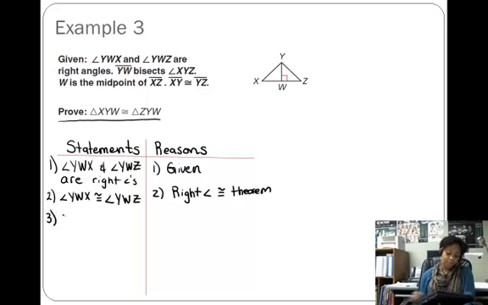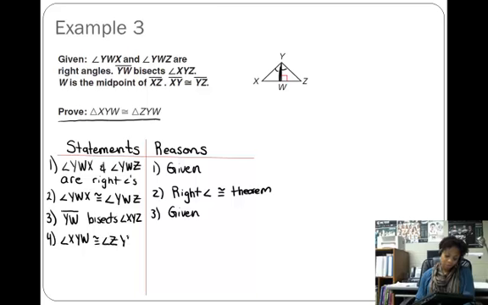All right, now the next thing we're given is that segment YW bisects angle XYZ. That's given. So as a result of this being the bisector, we can say that XYW is congruent to ZYW. These two are also congruent. So angle XYW is congruent to angle ZYW. And that is by what? Definition of a bisector.